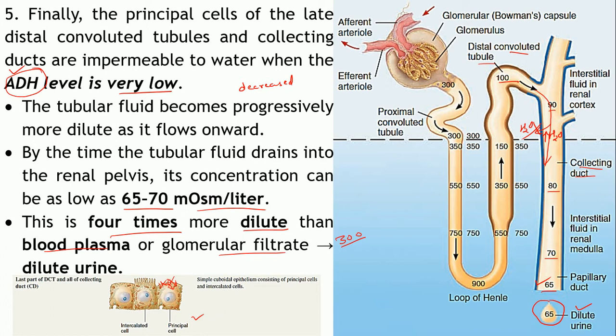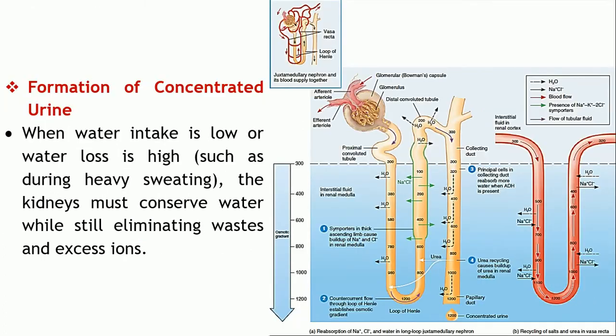Now what makes it possible? Yes, the very low levels of the ADH make it possible for the dilute urine to be formed. So that is to do with the formation of the dilute urine. Now coming to the formation of the concentrated urine. When is it formed? When the intake of water is low or water loss is high, say for example heavy sweating, or in case of dehydration or excessive loss of water or fluids from the body, hemorrhages for example.